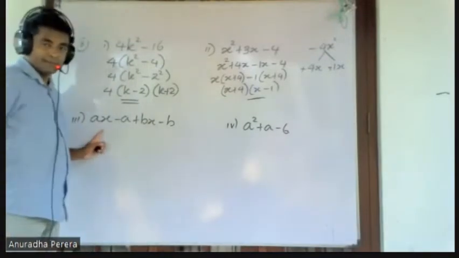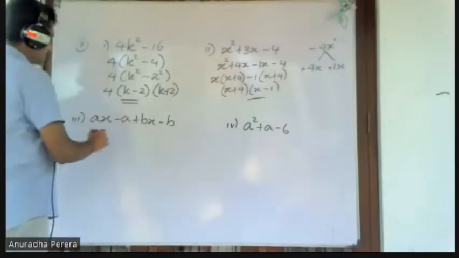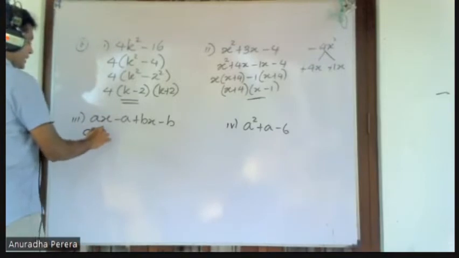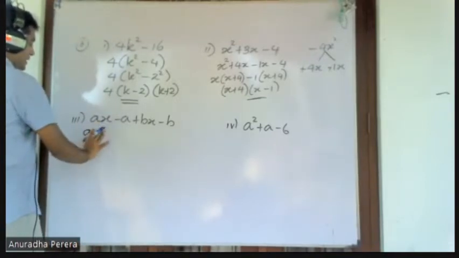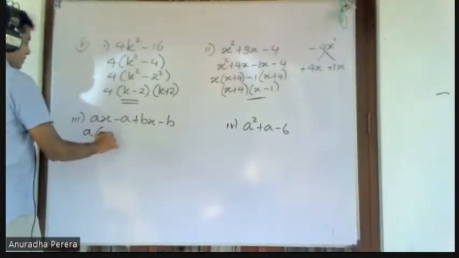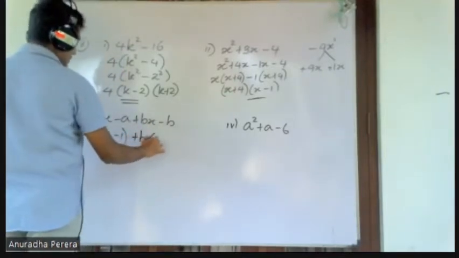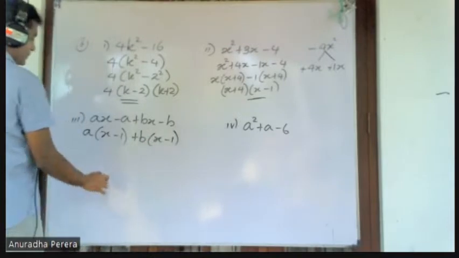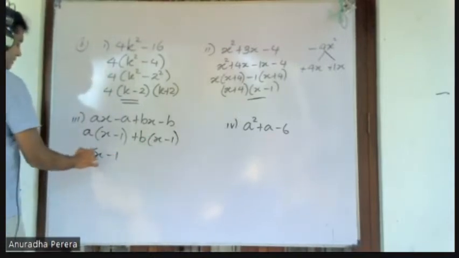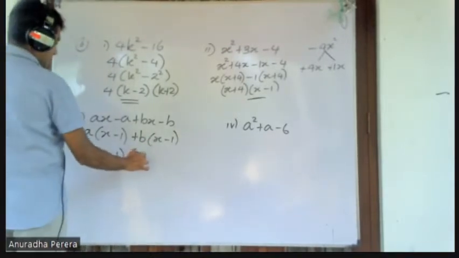Expression with 4 terms. Consider the first two terms. a is common: a times x minus 1. When considering the second two terms, b can be taken: b times x minus 1. Then x minus 1 is common. The other factor is a plus b.